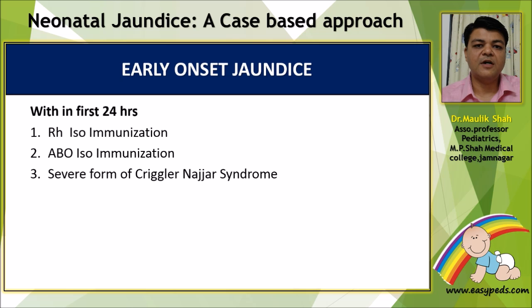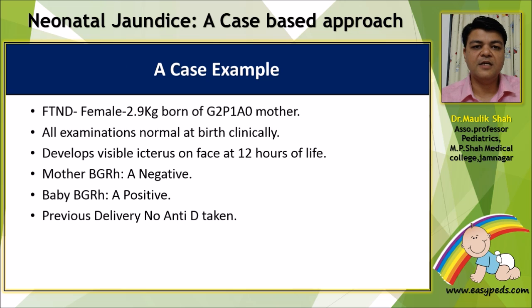When we talk about early onset jaundice, it can be defined as a jaundice which appears within the first 24 hours. When we look at the causes of this jaundice in the first 24 hours, usually we face RH isoimmunization, ABO RH immunizations, and a severe form of Crigler-Najjar syndrome can also be faced. Let's see a case example.